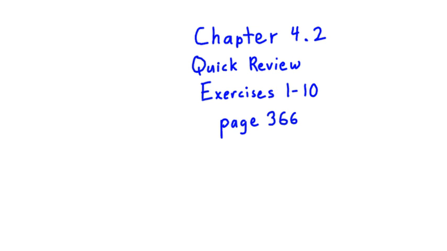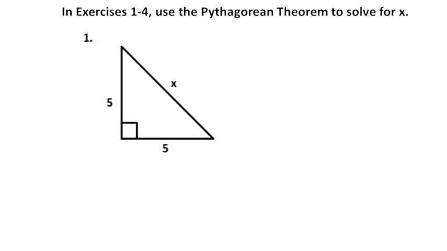Chapter 4.2, Quick Review Exercise 1 through 10. Section 4.2 in our book has to do with finding trigonometric functions of acute angles. And so these quick review exercises are just warm-up exercises to that end. In exercises 1 through 4, use the Pythagorean theorem to solve for x.